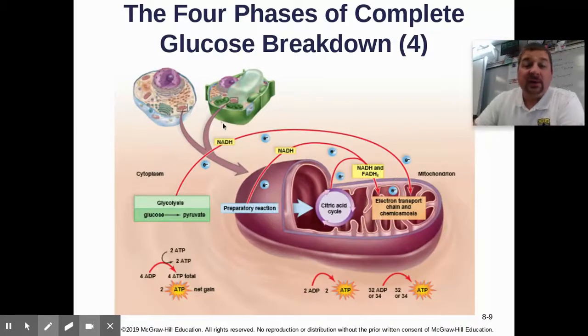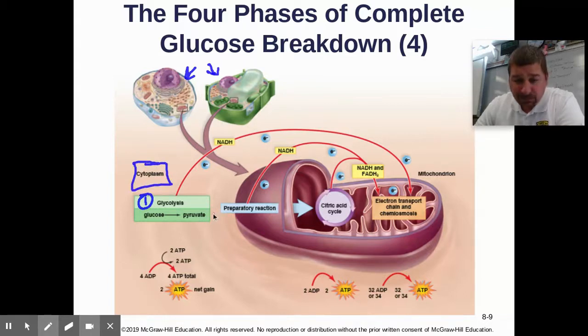Again, here's just an overview picture. Notice that they do show a plant and animal cell, fungi. Most organisms on this planet will go through cell respiration. Here's step 1, and actually every living cell will go through glycolysis, breaking glucose into pyruvate. Notice it's happening out here in the cytoplasm. And then notice you do get a net gain of 2 ATP for this process.